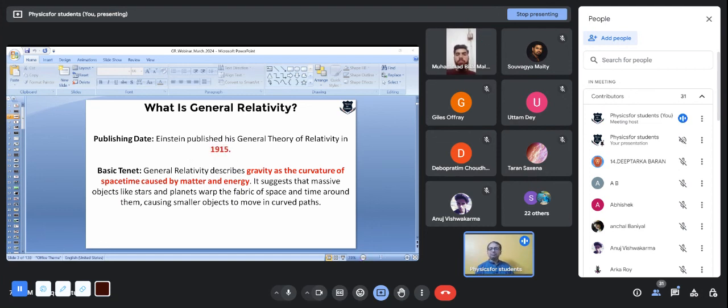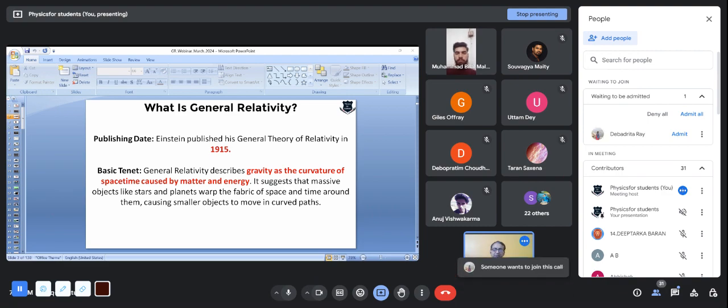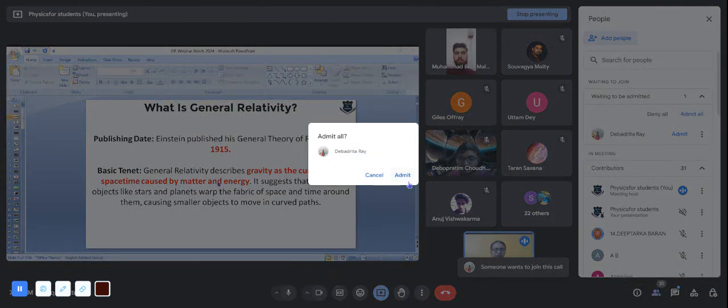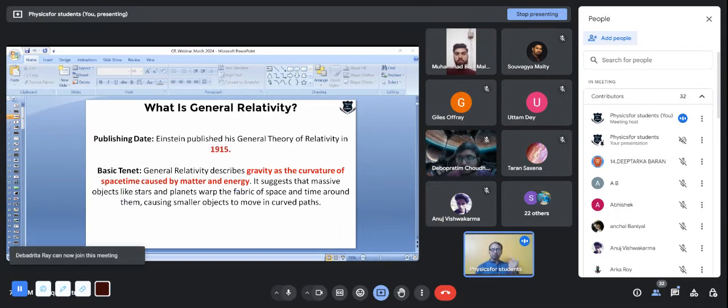What it shows is basically that it describes gravity as the curvature of space-time, which is being caused by matter and energy. It tells that there are massive objects which are going around the fabric of space-time, which causes the curves. I mean to say, this is a very gross and very basic understanding. We will go more into that.